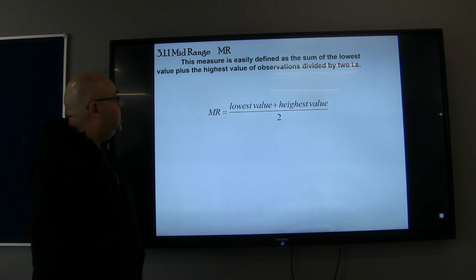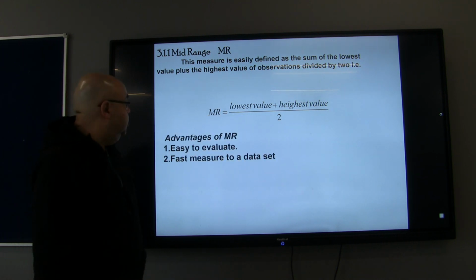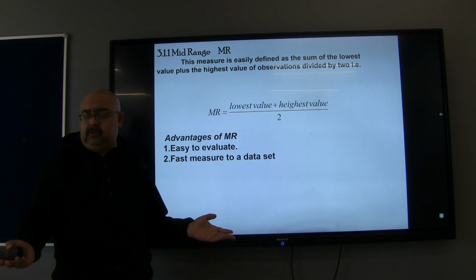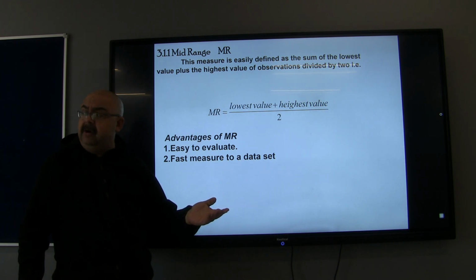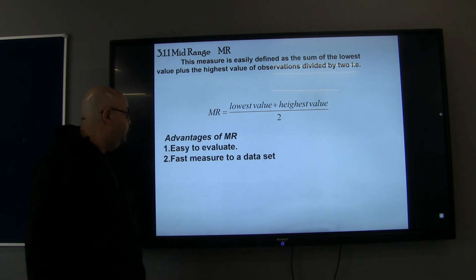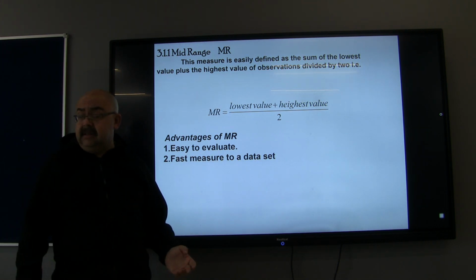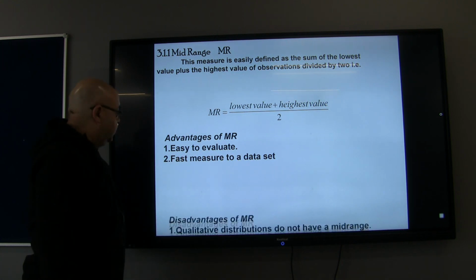This is a huge advantage for the mid-range, and also it's a huge disadvantage. The advantage of the mid-range is that it's easy to evaluate, as you see. All we did was identify the highest value, or upper bound, plus the lower bound, and get the sum of these two values divided by 2. It's a fast measure for a data set. We didn't exert a lot of effort to get this measure.